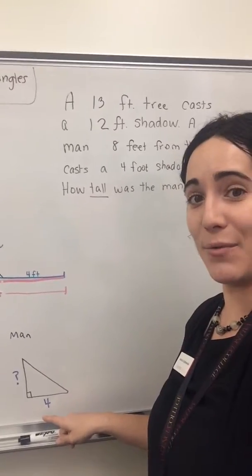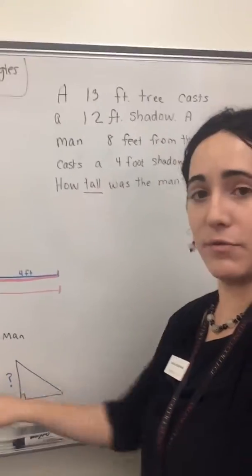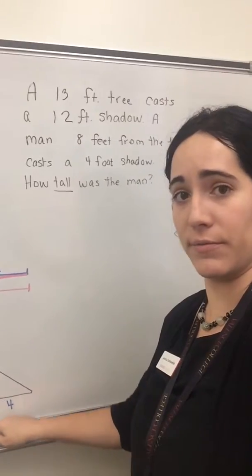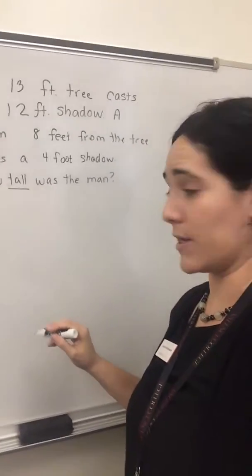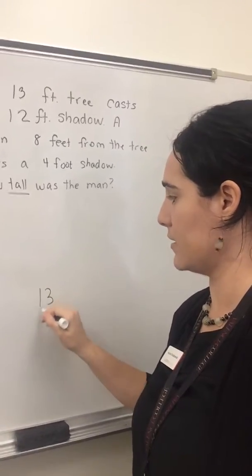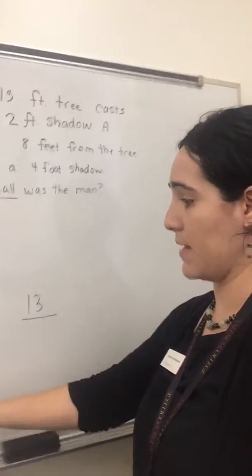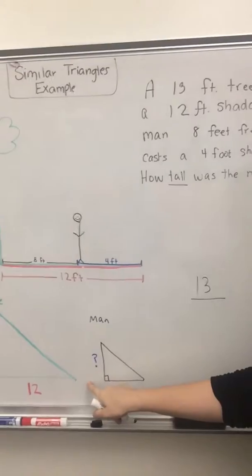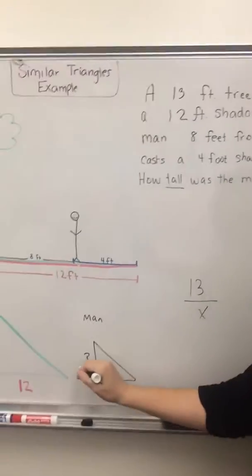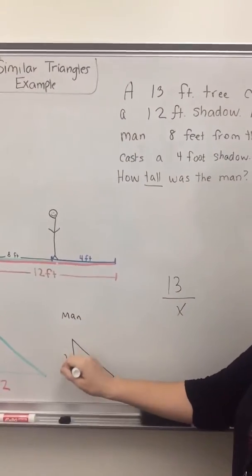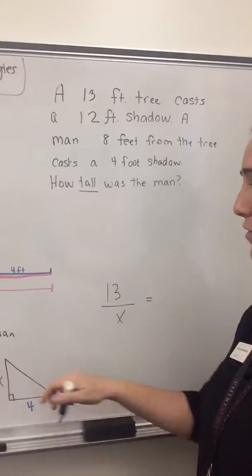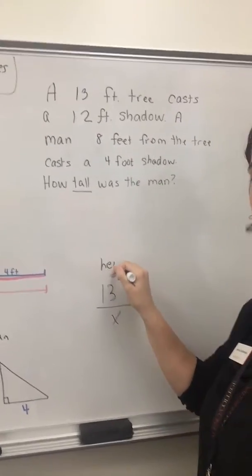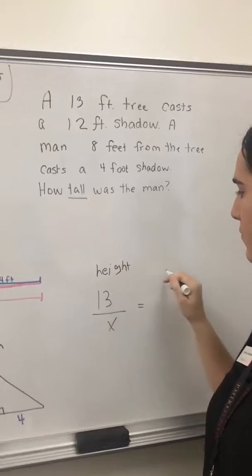Okay. Now we'll use our information from both triangles together to form a ratio for each situation. For the tree, we know that the height is 13 feet. For the man, we don't know the height, so we could use maybe x. So we'll call the man's height x. Okay. For the shadow, so this was for the height.